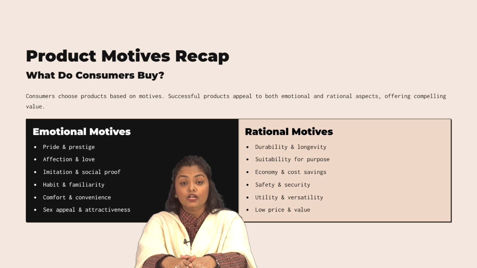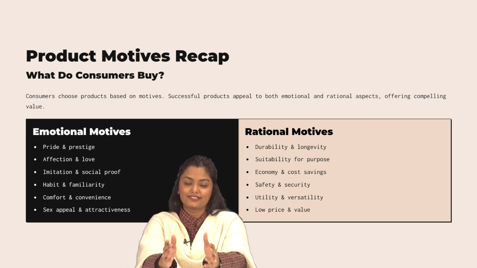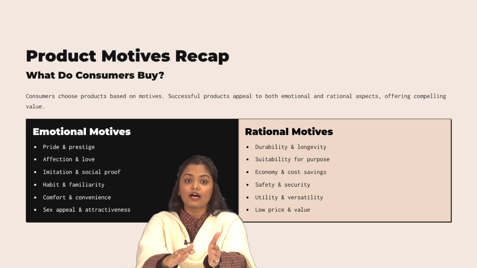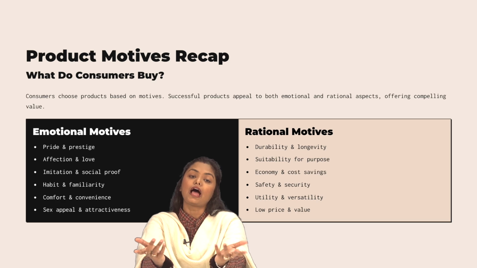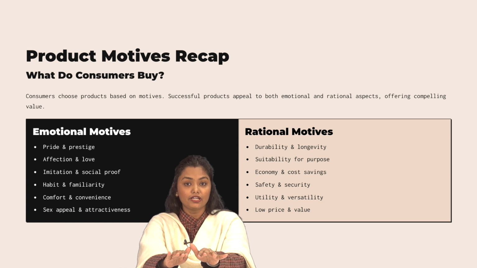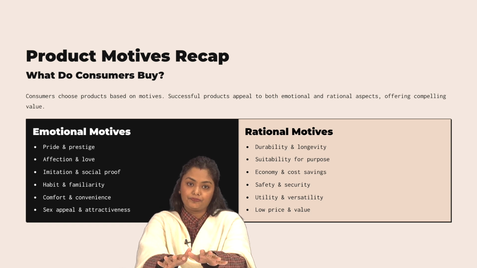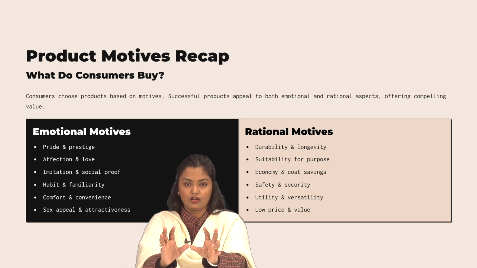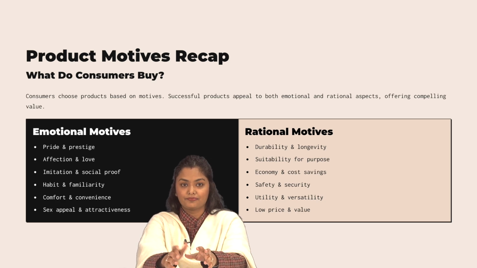wood. So, let's briefly recap this section. Product buying motives determine what we buy. Emotional motives are impulsive and based on feelings like pride, affection, or habit. On the other hand, rational motives are calculated and based on factors like durability, economy, suitability. A successful product often appeals to a mix of both. For example, a car that is both safe and prestigious.